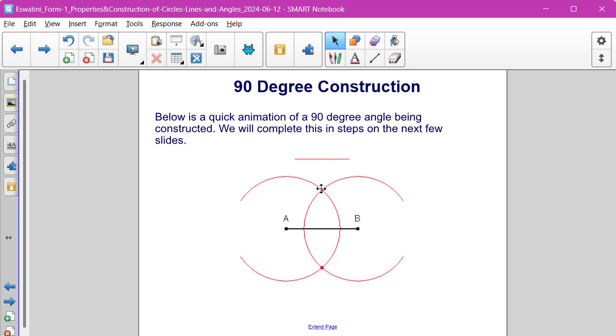Notice as it's constructing those circular arcs, they're creating a locus of points from each endpoint, so from endpoint A and endpoint B, and the 2 points that were created here are equidistant from points A and B. That is why you end up getting a perpendicular bisector, or a right angle in the middle, and then it's equidistant on both sides.